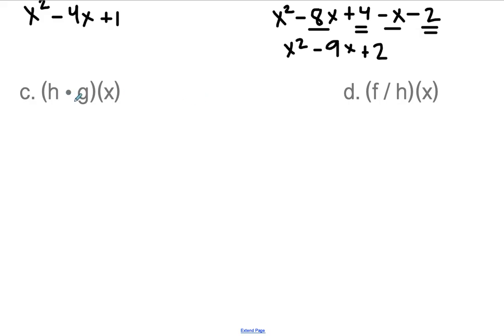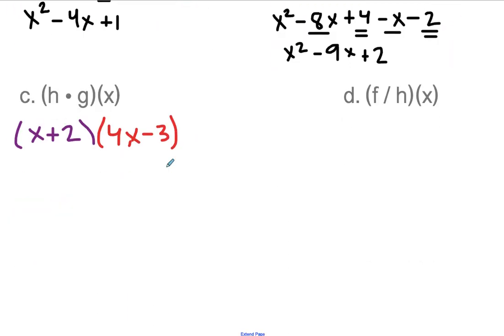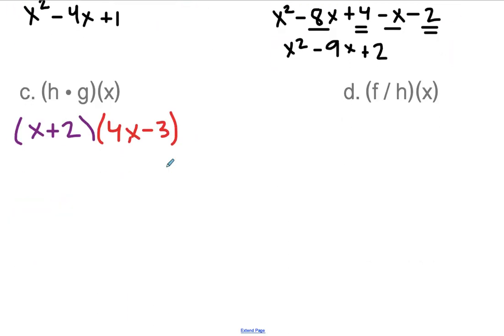So now I have h times g of x. Let's see what h was. X plus 2. And I'm multiplying that with g of x, which was 4x minus 3. All I need to do here is multiply by double distributing.